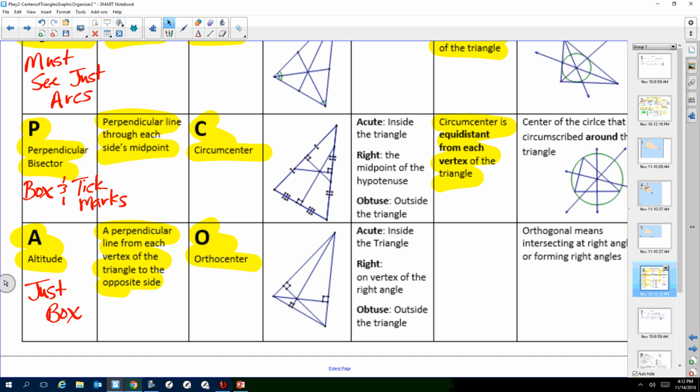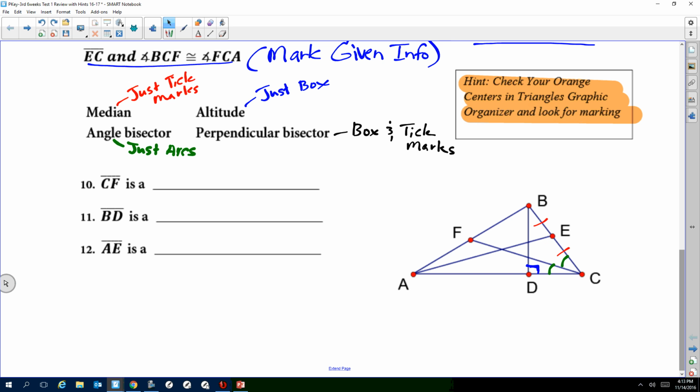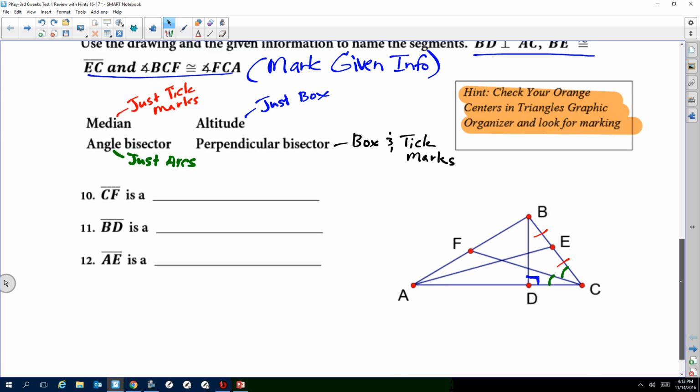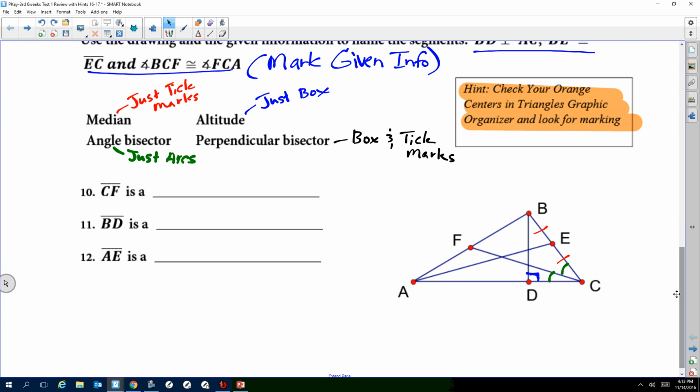So on our questions here, you will need to be able to mark given information. We're just going to recap the markings. And so this first statement says BD is perpendicular, upside down T is perpendicular, to AC. That's where we put the box, so I did that here. BD, AC, there's a box to show it's perpendicular. Then I have BE is equal to EC, that's tick marks. So I added the tick marks between BE and EC. And then it says the angle BCF is congruent to angle FCA, so that's the arcs, and I went ahead and added that. So on your test, you will be given the figure already marked.